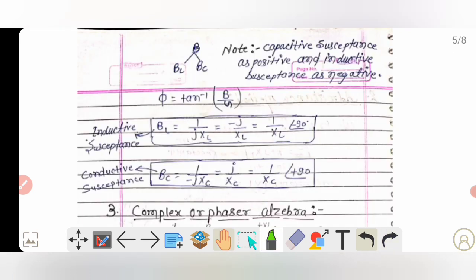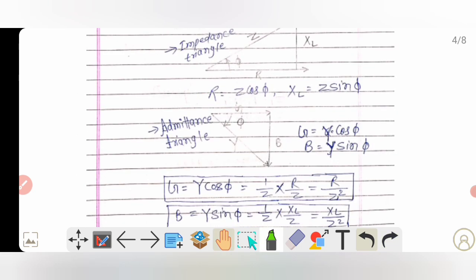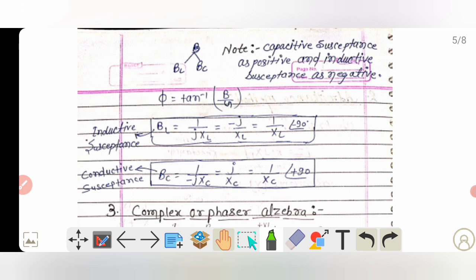Now, my dear friends, as we know, there are two types of susceptance. The first one is inductive susceptance, and the second one is capacitive susceptance. Now from this triangle, if you want to calculate the value of tan phi, then it will be equal to B by G, and the value of phi will be equal to tan inverse B by G.